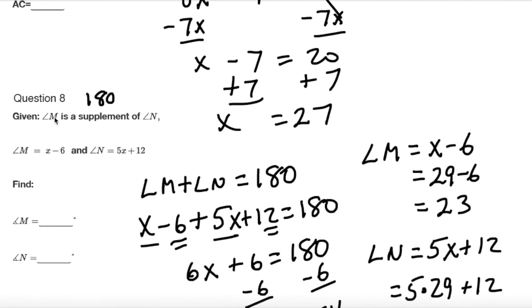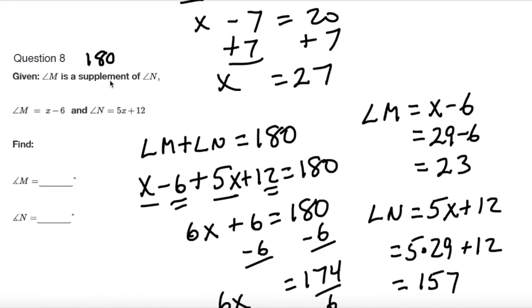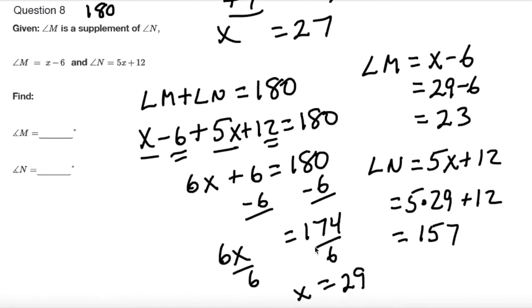Question 8. Angle M is a supplement of angle N, which means these two angles have to add up to 180. That's why I wrote this expression. Solve for x, and then substitute into each expression.